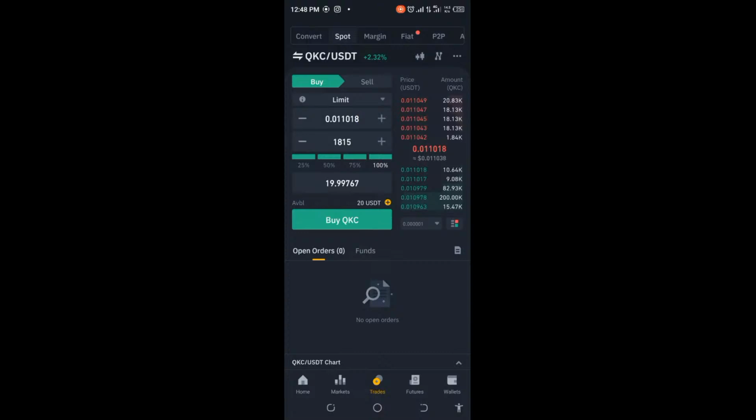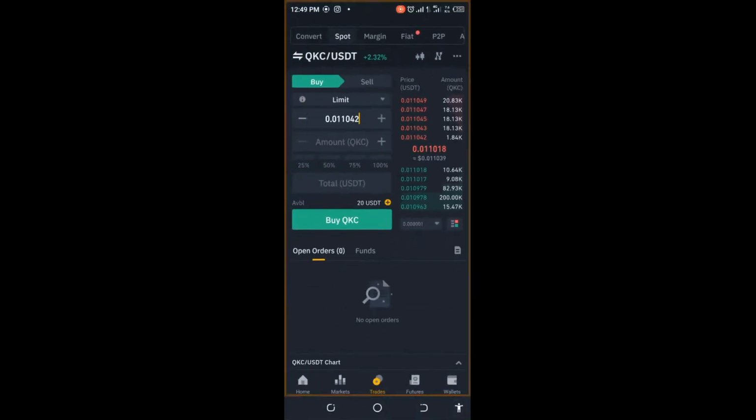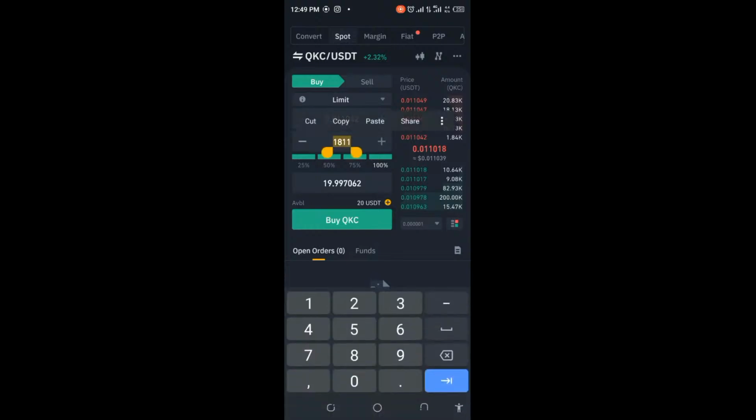let's tap on this. Let me go back and try out something. Let's tap on that first red. You can see that the price is higher than it actually is. You can see that the price is 0.011042. But right now, what we really want to buy, which is the current price that's showing us, is 0.011018. So you can see that it's higher here. But now what I want to do is just do a quick simulation. Wow, we get 1811.